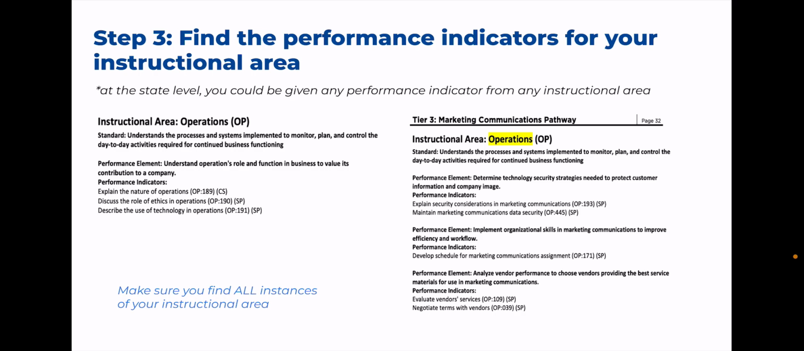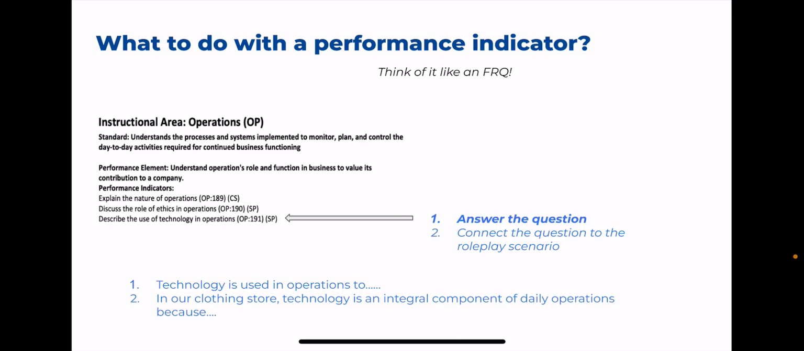Do keep in mind that it might show up on page 5, and don't just study that. Make sure that you look through the whole packet, because there might be another case of instructional area operations on page 26. So just keep in mind that you're looking for all instances of your specific instructional area, but what you're basically studying are all those questions below it. So in this case, explain the nature of operations, discuss the role of ethics in operations. All of those performance indicators are what you're studying.